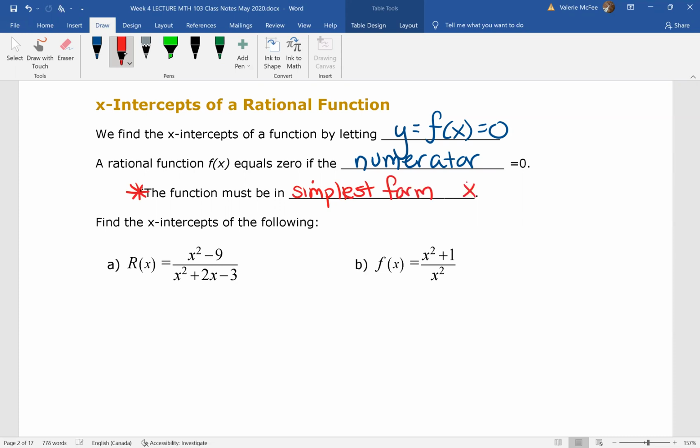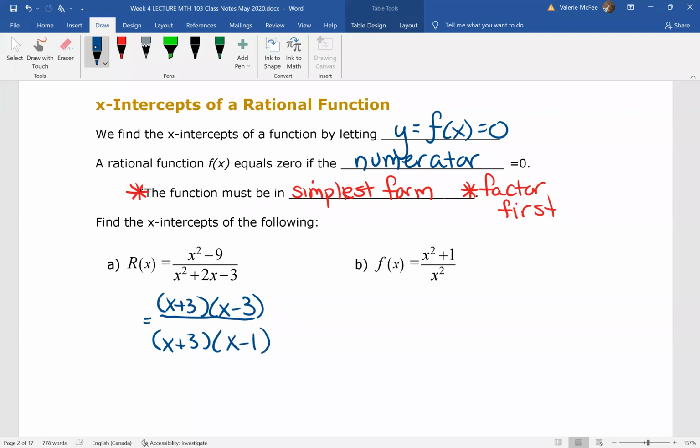That means you need to factor first. So if we look at A, r of x, we see we can factor that numerator and denominator. And when I do so, x plus 3 is common, and we're left with x minus 3 over x minus 1. Now we can find the x-intercept.